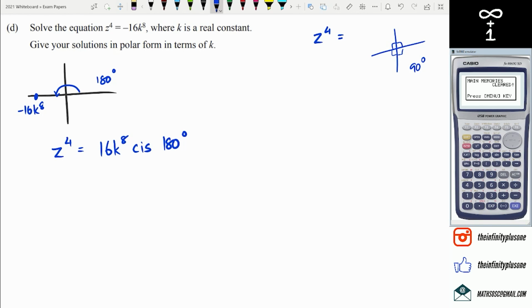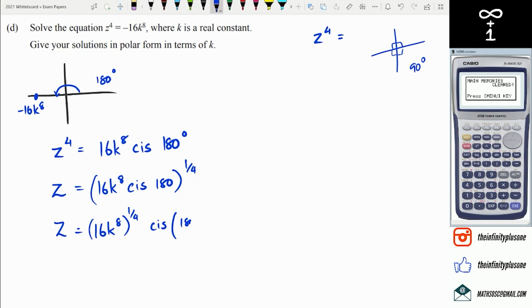Now looking at my first root, I can say that z is equal to (16k^8 cis 180 degrees) to the power of a quarter. So z is equal to (16k^8) to the power of a quarter, cis 180 times a quarter. From here, I can see that for my first root, 16 to the power of a quarter is 2, k^8 to the power of a quarter is just k squared, and cis 180 times a quarter is 45 degrees.